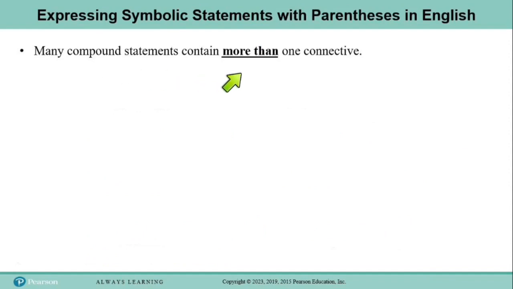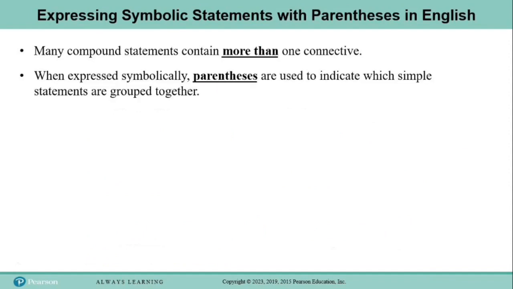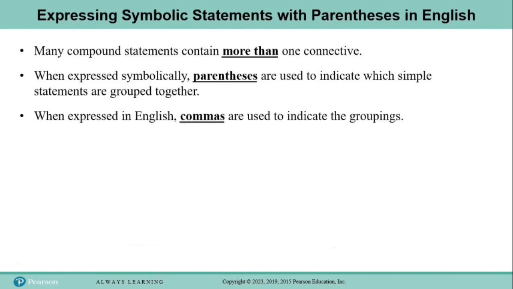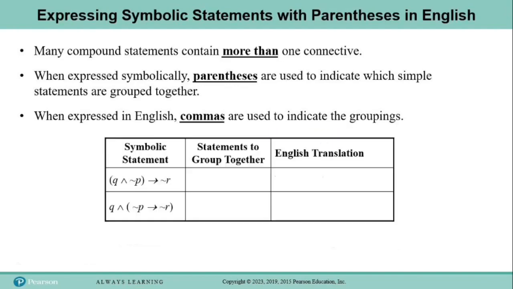Now, many compound statements contain more than one connective. And as long as the statement is expressed symbolically, parentheses are used to indicate which simple statements should be grouped together. But we can't have parentheses in a word sentence. So when the statement is expressed in English words, we'll use commas to indicate the groupings. So let's look at a couple of symbolic statements that contain parentheses and see if we can get the English translation. And where there are parentheses, we'll pay attention and make sure that we put a comma in the right place so that the grouping is the same in the English translation as it is in the symbolic statement.